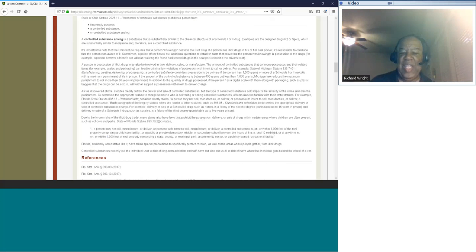So the key thing is the delivery and sale of controlled substances, which is where you get your very severe sentences because you're adversely affecting large numbers of people. Look at what Florida says. Florida statute prohibits acts, penalties, and clearly states a person may not sell, manufacture, or deliver, or possess with intent to sell. And the way that you determine whether it's intent to sell is on the quantity of the drug itself.